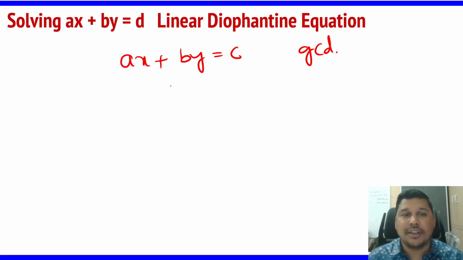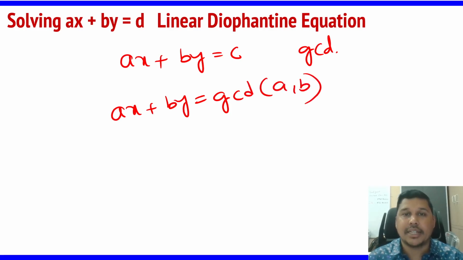How? It says that if there is an equation of the form ax plus by equal to GCD of a comma b, it means if there is an equation ax plus by equal to c, and this c is divisible by GCD of a and b, then we can find out one solution for this equation ax plus by equal to c. You can find out one solution among those infinite number of solutions.